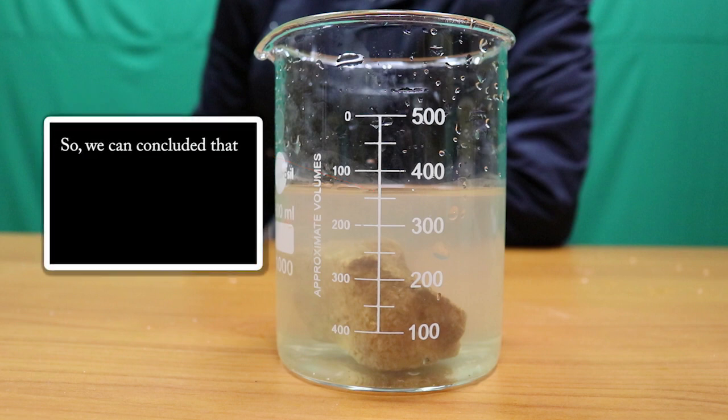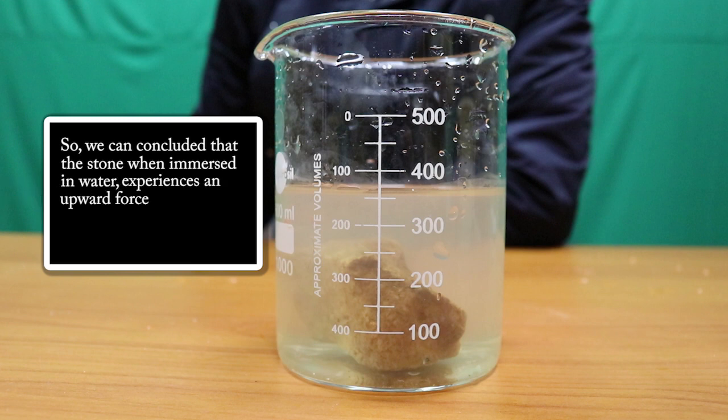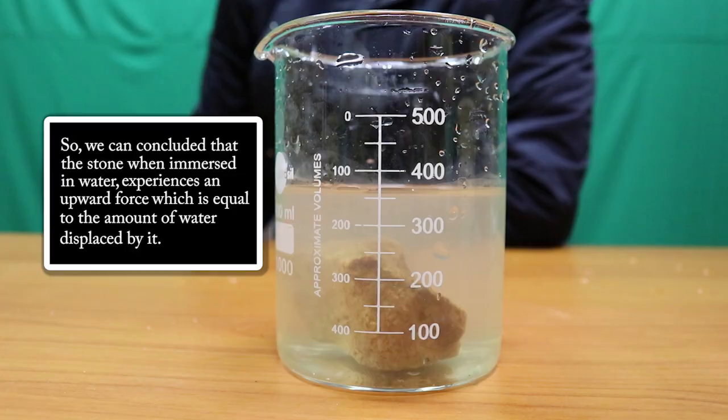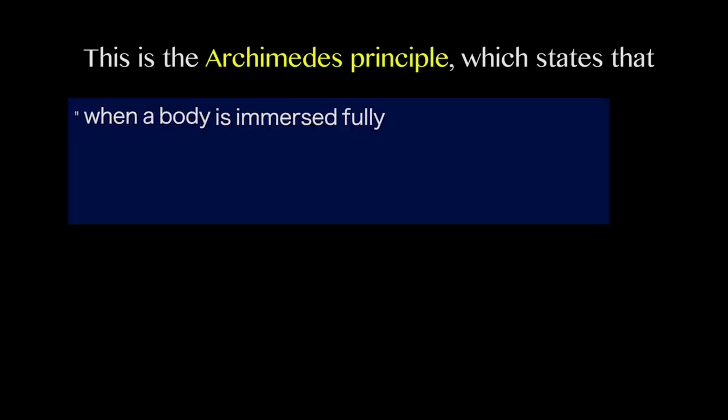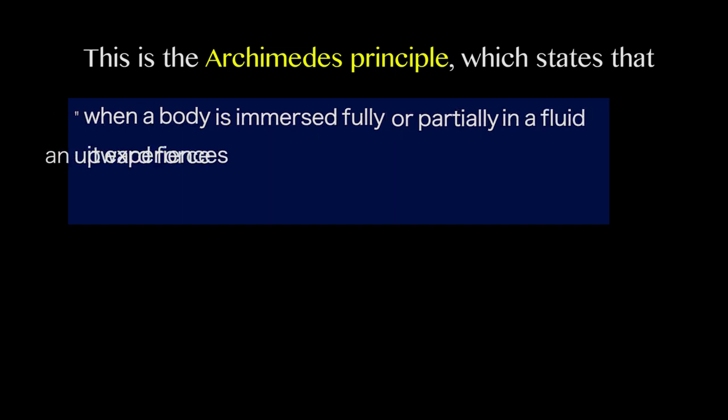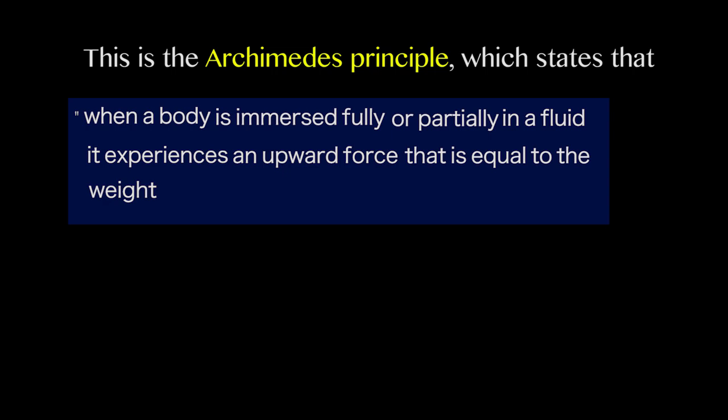So, we can conclude that the stone, when immersed in water, experiences an upward force, which is equal to the amount of water displaced by it. Can you think what happens when the stone is partially immersed? This is the Archimedes Principle, which states that when a body is immersed fully or partially in a fluid, it experiences an upward force that is equal to the weight of the fluid displaced by it.